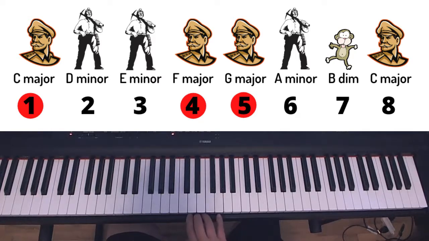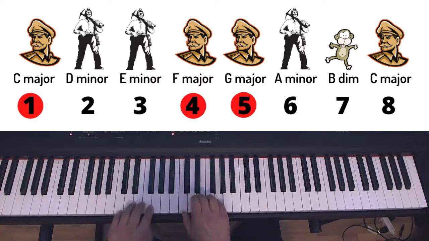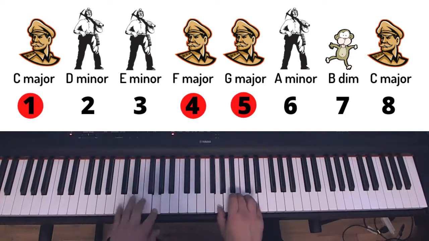So the three main chords are going to be the first. We're in the key of C, so obviously you're going to have a C chord. Then we go 1, 2, 3, 4, which makes an F chord. 1, 2, 3, 4, 5 is G. So the key of C has C, F, and G.